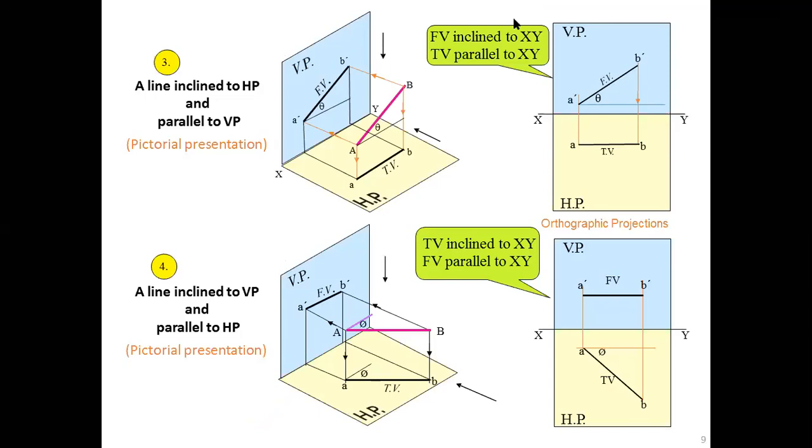See here. For this condition, in the top view it is true length, and in the front view it is apparent length. For condition number 3, in the front view it is true length and in the top view it is apparent. The fifth condition is a combination of this third and fourth.